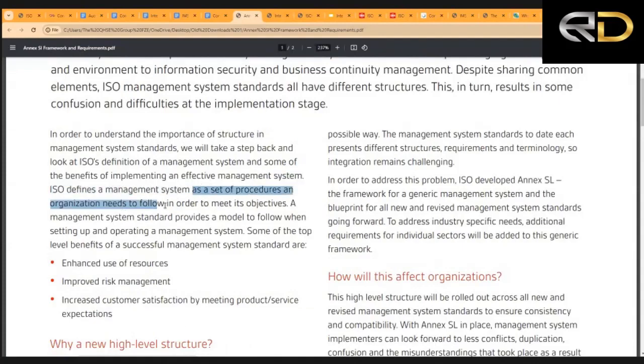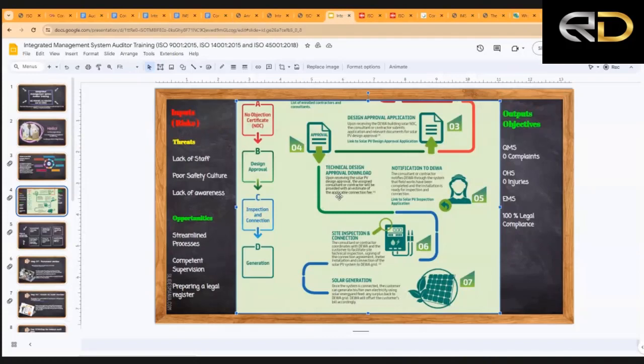set of procedures they need to follow in order to meet their objectives. They are going to use Annex SL as a model to follow when they are setting up and operating a management system. So that is what true integration is. Anything other than that can just be a collection of standards, which does not do any good whatsoever to you. An integrated management system, we apply it to processes so that instead of using separate systems for quality, safety, and environment, we are going to use the Annex SL basically to do the job of three using one framework. So that is basically how it works.